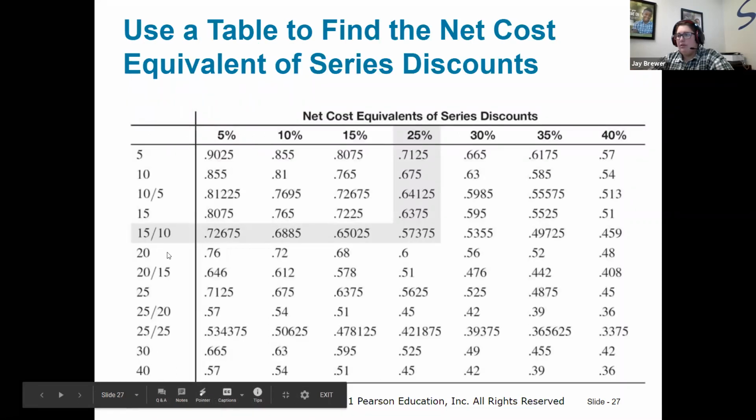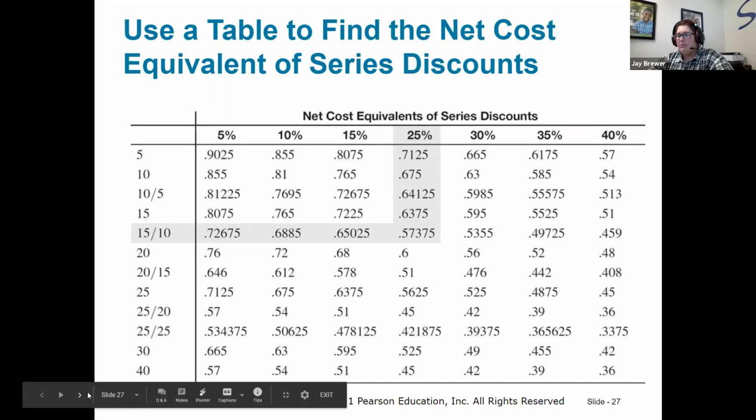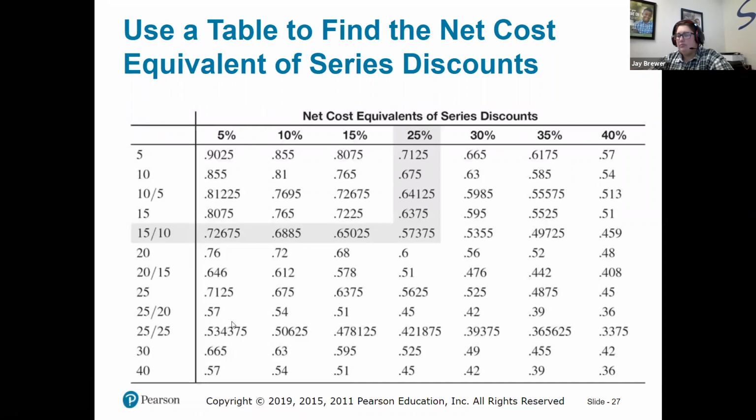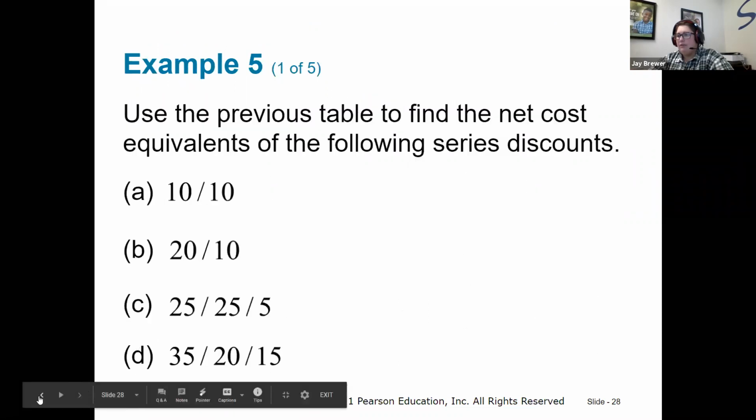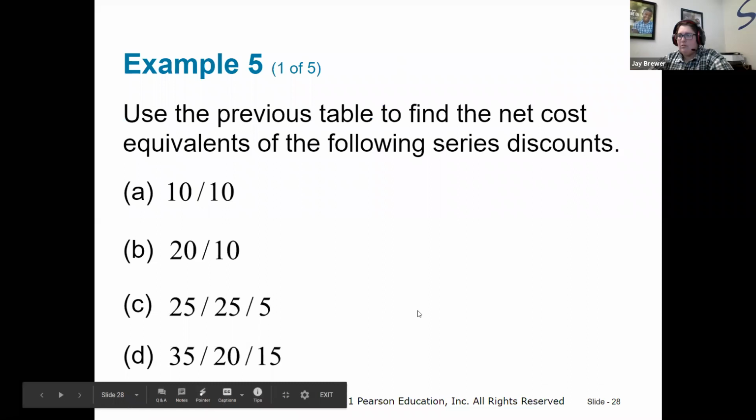Whoa, 10, 10. Wouldn't that be 0.81? And then what was the next one? 20, 10 would be 0.72. 25, 25, 5. Not reading that big number out to you. And then 35, 20, 15. So I don't know how we're supposed to do that because it doesn't even give it to us. So let's see what they do.